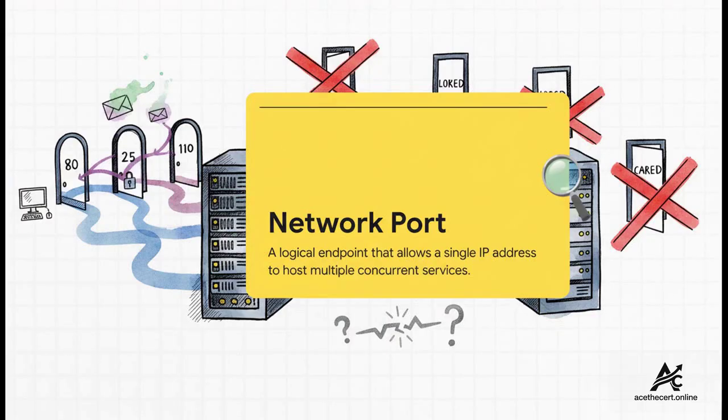So when you send an email, your computer doesn't just send it to the mail server's IP address. No, it sends it to that IP address and a specific port for email. This tells the server, hey, this data is an email, it's not a web page request. If a firewall is blocking that specific port, that door, your email is never going to get delivered, even if you have a perfect connection.